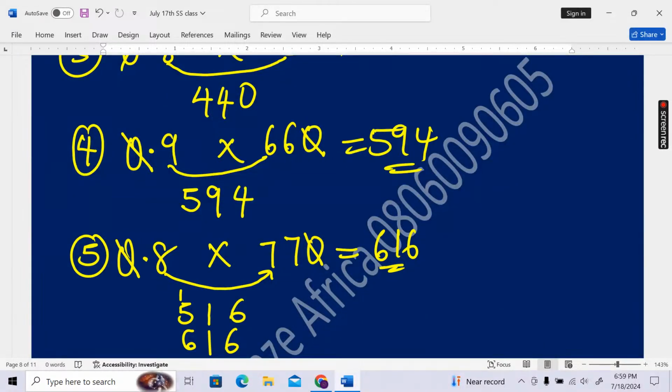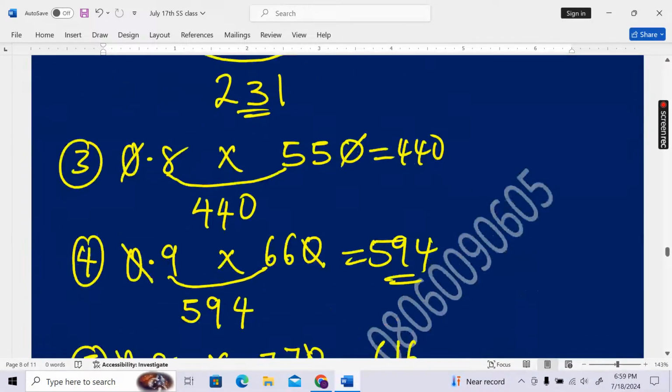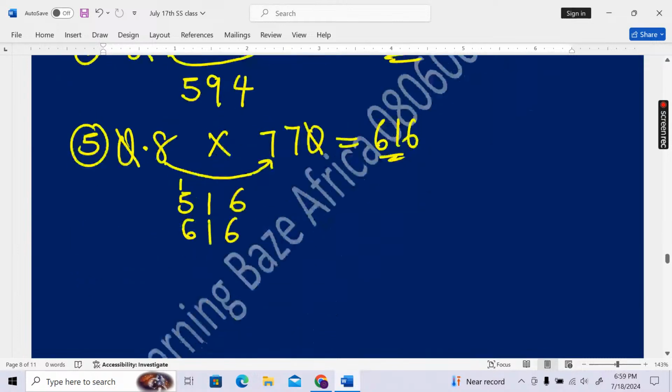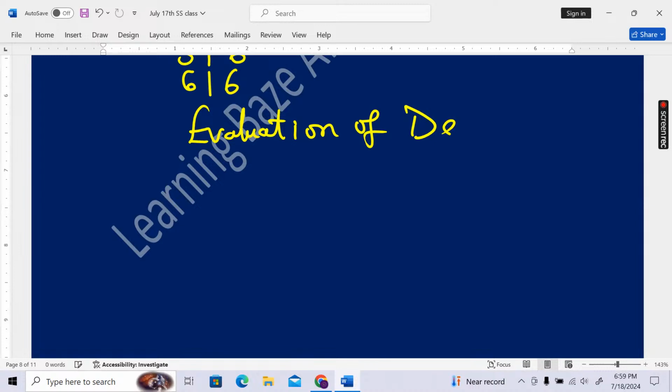That's awesome. So that's just a bit of decimals and percentages, okay? Now let's go into evaluation of decimals. This is a complex math, and our idea of mental math will make it easy to solve these problems. Evaluation of decimals.